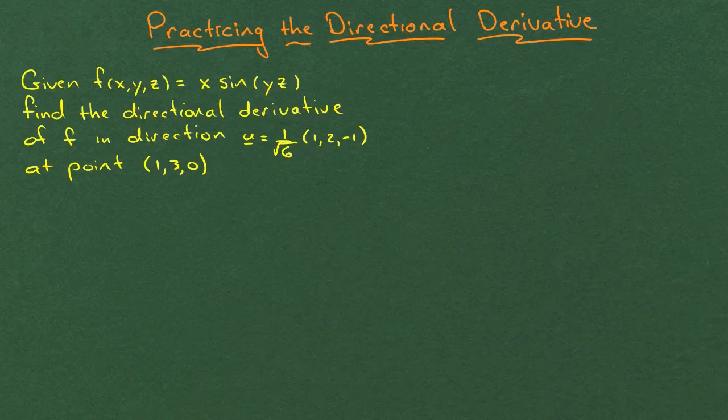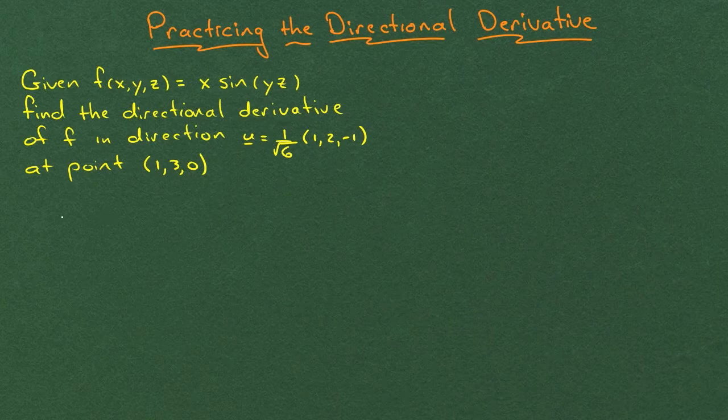In this screencast, we're going to practice the directional derivative. So let's focus on a standard problem. We're given a function, in this case of three variables, x, y, z, a simple function, and you're asked to find the directional derivative of f in this direction. That's a unit vector. I want to comment a little bit on that. At the point (1, 3, 0). So a very standard question that you should be able to do.